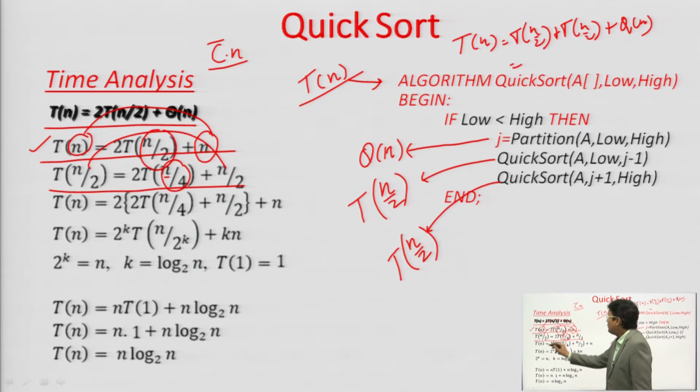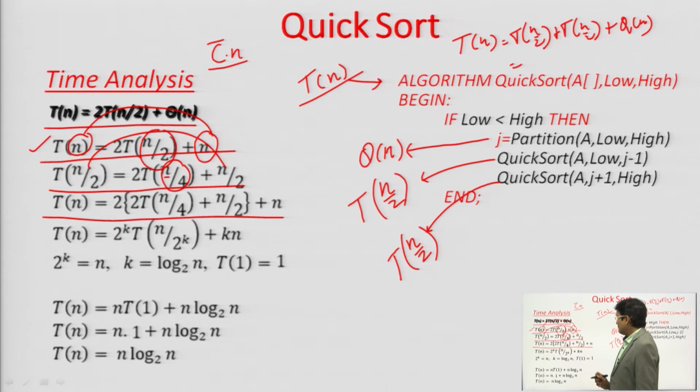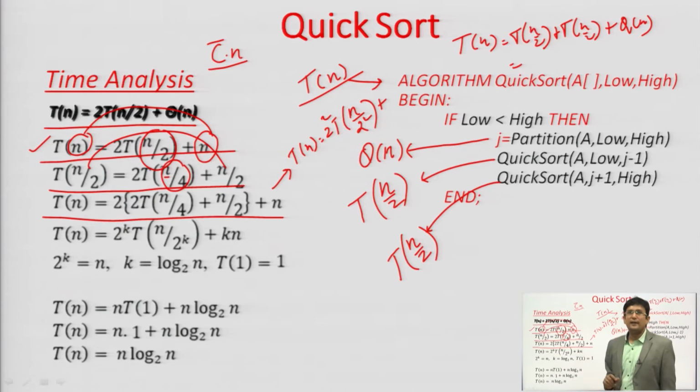Okay, you put this value here: T(n) is equal to 2, and T(n/2) is replaced by 2T(n/4) plus n/2. If you simplify this, you get T(n) is equal to 2 squared T(n/2 squared), if you are writing this 4 as 2 square, and then you will multiply 2 with n/2, that will get n, and another n is here also. So, you can write it as 2 into n.